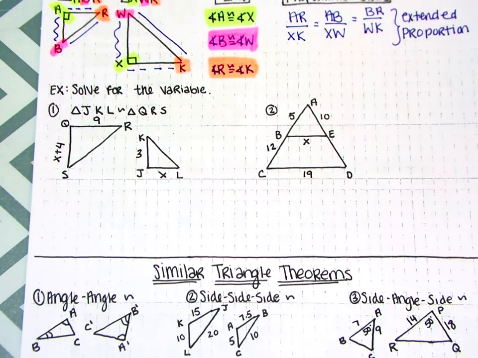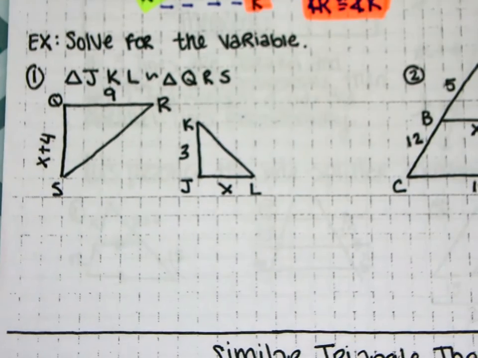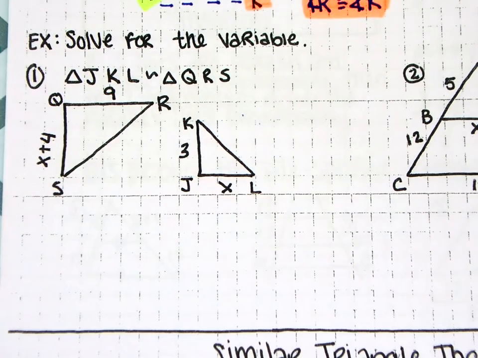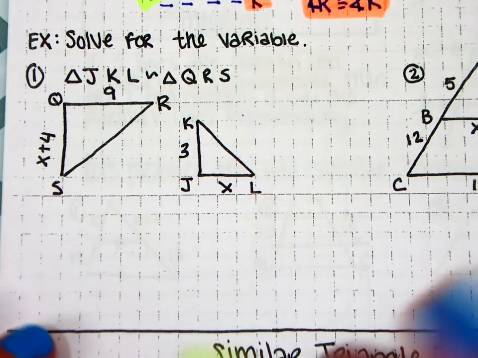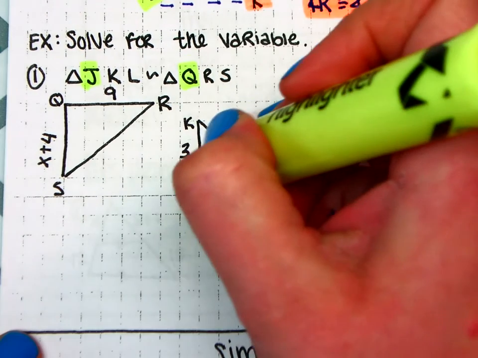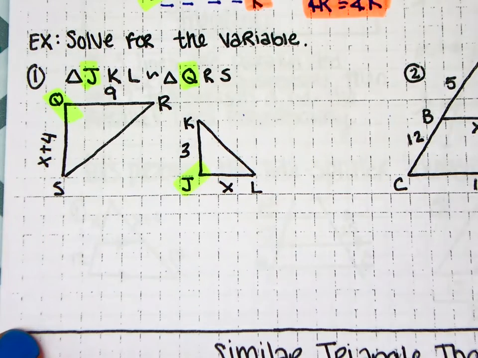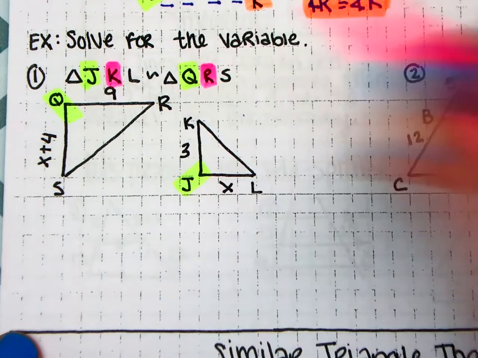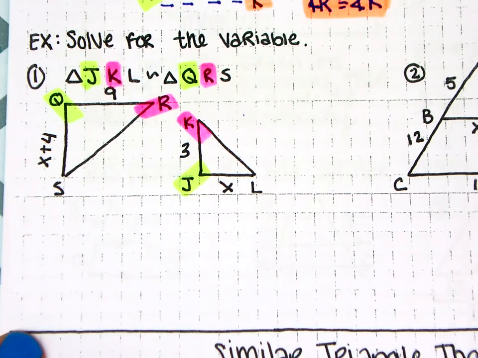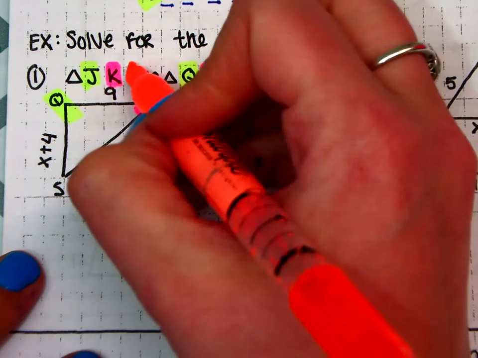So let's try to solve some problems. We want to know what the value of X is, and all it tells you is that triangle JKL is similar to triangle QRS. So what you're going to do is match the angles. J and Q are first, which means J corresponds to Q. It's all about angle matching. K is in the middle, and so is R. So K corresponds to R. And last we have L and we have S.